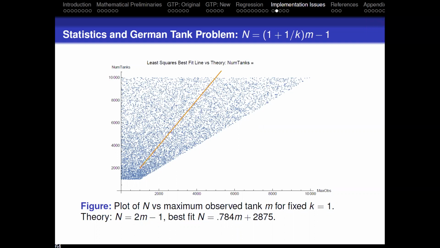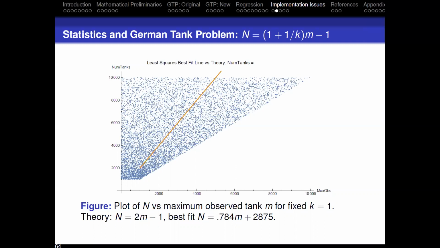Right, but let's say we didn't know the theory was 2M minus 1. You should look at one of these numbers, either the 0.784 or the 2,875. One of them you should be able to say that can't be right. It can't work for all values of M. For M equals 1, the 2,875 is really strange.